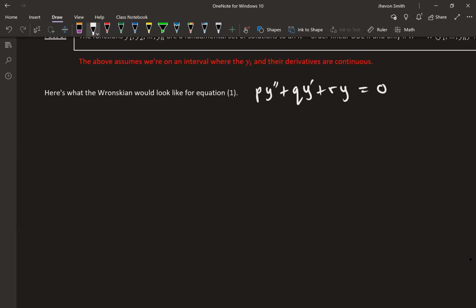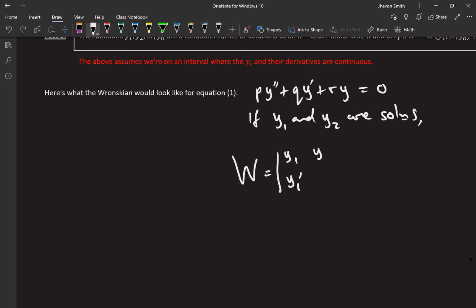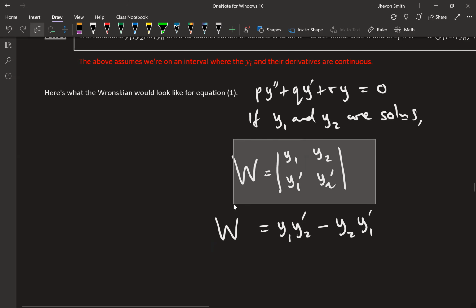Now, if y1 and y2 are solutions, then the Wronskian of those solutions would be the determinant y1, y1 prime, y2, y2 prime. So this would just look like y1 times y2 prime minus y2 times y1 prime. This is called the Wronskian of two functions. All right, so that's how you'd compute it. It's actually that expression, but you can think of it as a determinant.